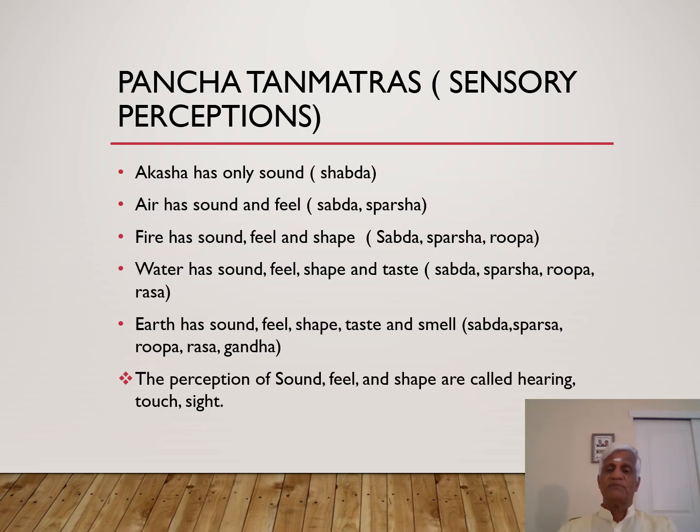So there are five tanmatras or sensory perceptions which are associated with the five Panchabhuta elements, and these are associated with the five organs of perception in the human body. And that is how the organs of the human body are connected with the five fundamental elements of the universal creation.